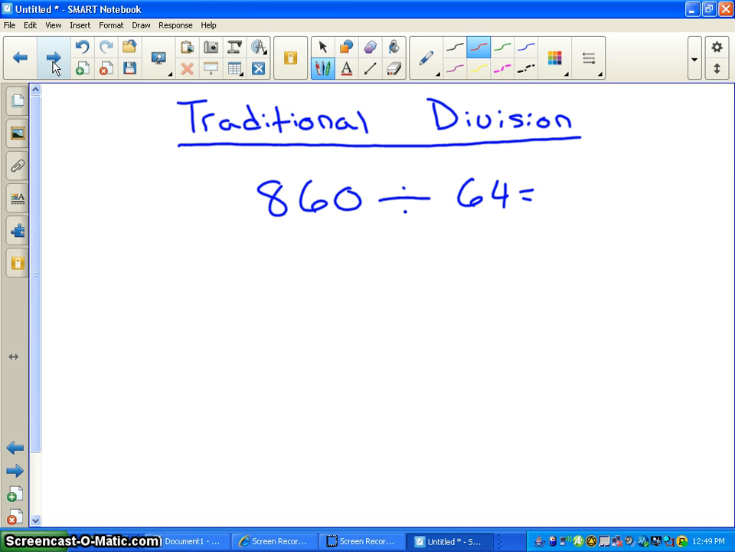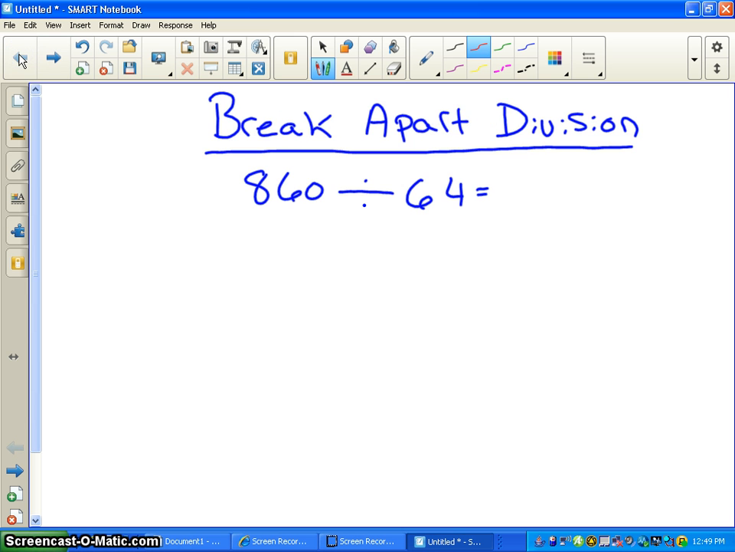Just as it is beneficial to know multiple ways to get to your house, it is beneficial to know multiple ways to do division. So our lesson today is how to do both traditional and break apart division. To start with, we're going to start with the break apart division. And with both problems, you set them up very similar.